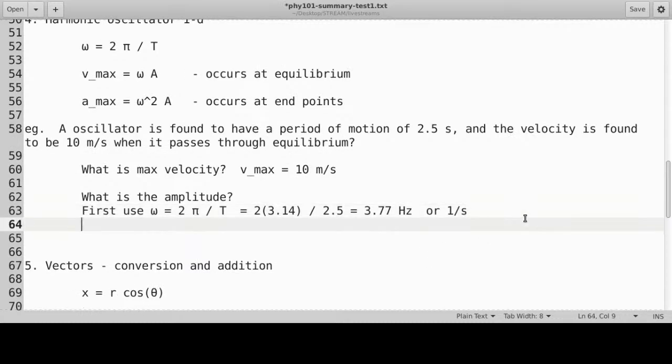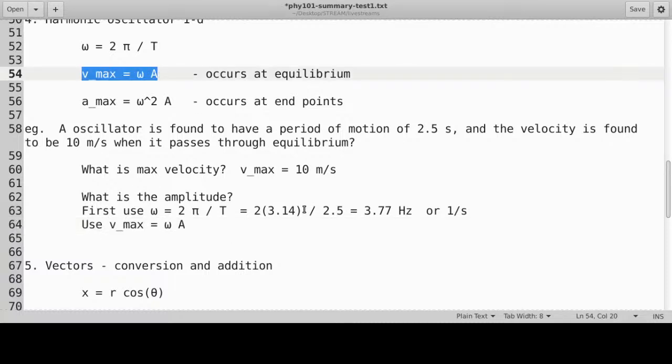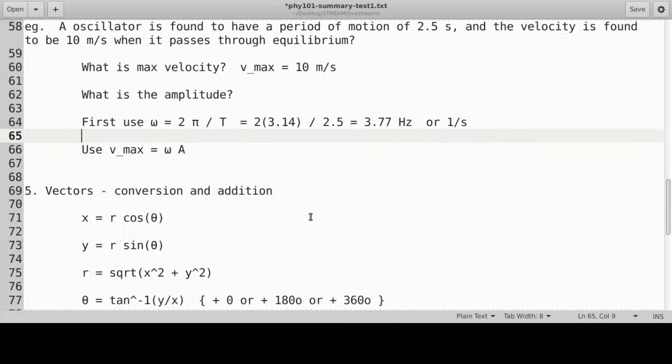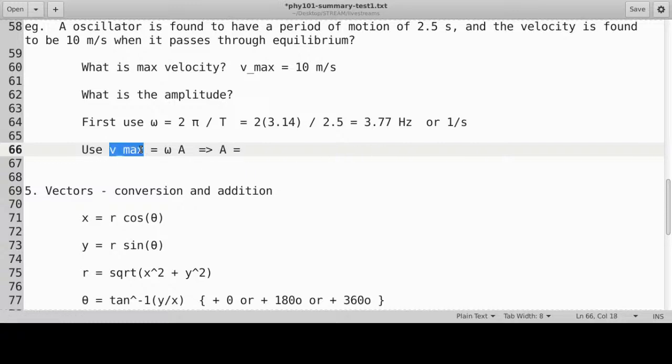Okay, so all right, now that we have that, next use this one, but we're going to rearrange it. Obviously, I'm going to put some spaces in there. We're going to rearrange it because we want to isolate A, so divide both sides by omega. So you got V max divided by omega like that, and I told you that V max is 10, and that omega is, we just found that, it's 3.77 like that. And so that's going to equal 10 divided by 3.77. So that's going to equal this. All right, like that. And let me round that off, okay? And that'll be in meters per second, all right?